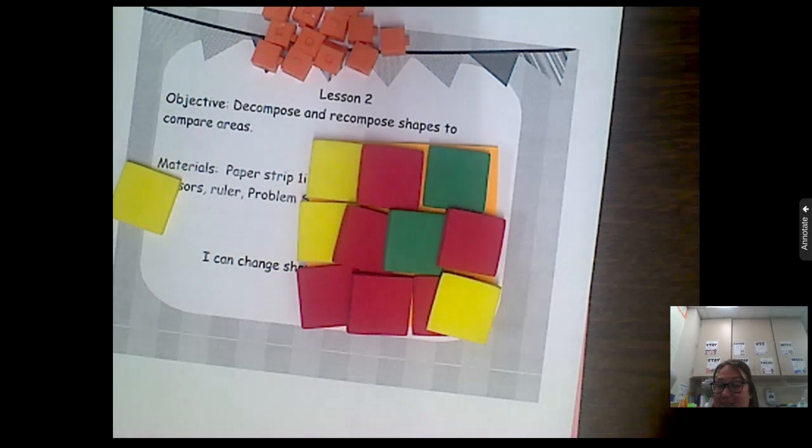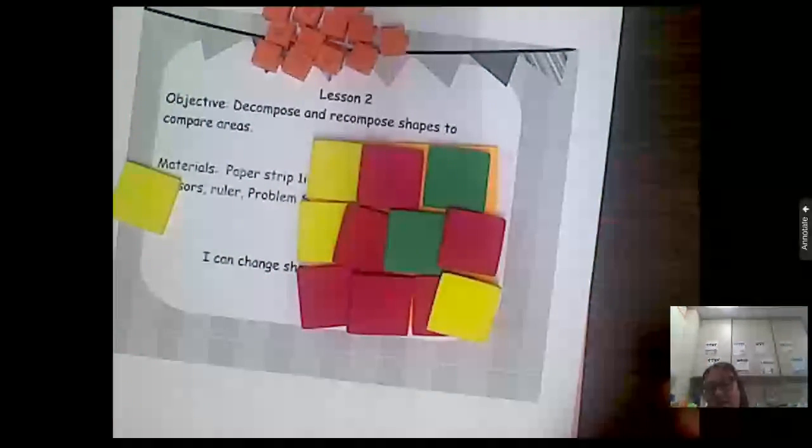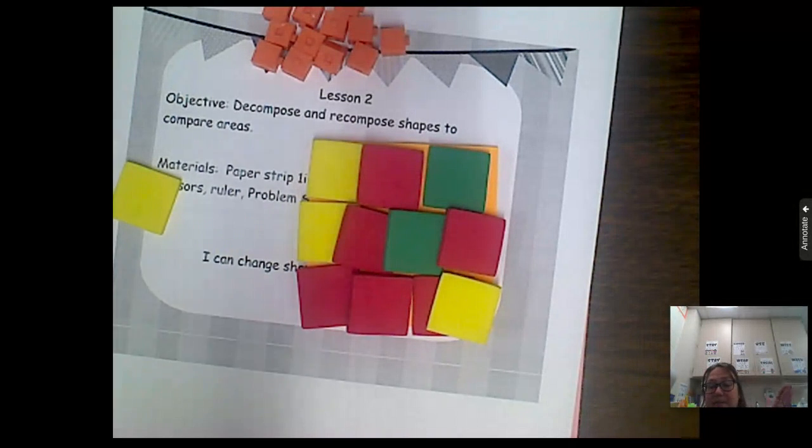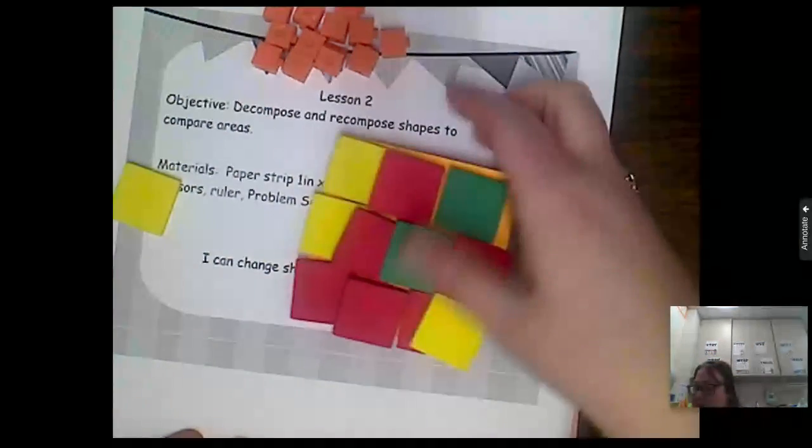Is that correct? It is not. So when we are finding area, it needs to be nice and neat and perfectly together. We don't want spaces and we don't want gaps. Okay. So now I can dump my Post-it note.